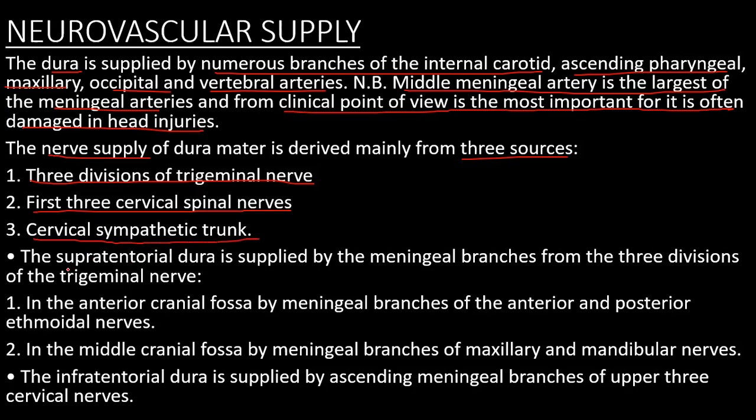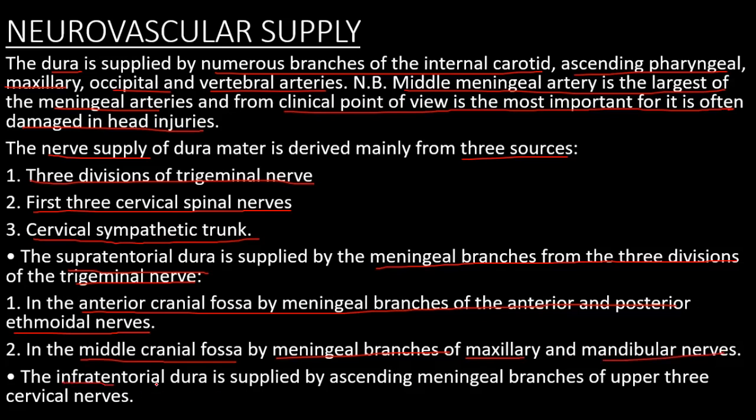Now, the supratentorial dura, that is the dura which is found superior to the tentorium cerebelli, is supplied by the meningeal branches from the three divisions of the trigeminal nerve, with the meninges in the anterior cranial fossa supplied by the meningeal branches from the anterior and posterior ethmoidal nerves, which are branches from the ophthalmic nerve. Okay, and the meninges in the middle cranial fossa by the meningeal branches from the maxillary and mandibular nerves.